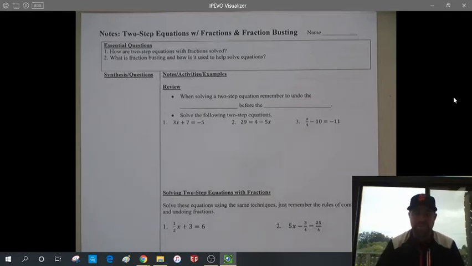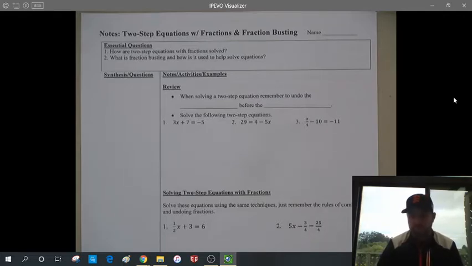Continuing on from yesterday, moving into two-step equations now that have fractions, and then also talking about this technique of what's called fraction busting in order to help us be able to solve these equations as kind of another option. So as a review, when we solve a two-step equation, remember to undo.